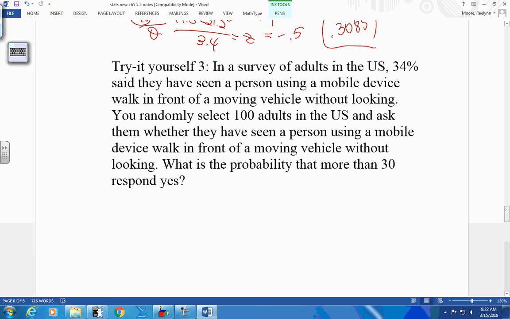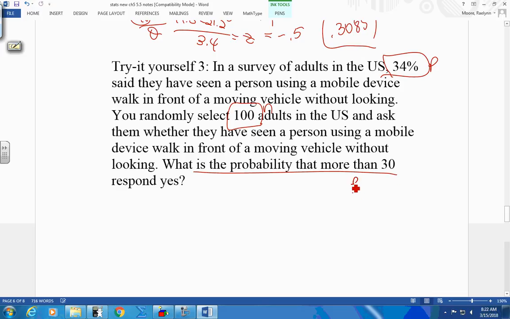So let's try this one. In a survey of adults in the United States, 34%, there's my p, said they have seen a person using a mobile device walk in front of a moving vehicle without looking. You randomly select 100 adults. There's your n. In the U.S., it's coming from a population. And you ask them whether they have seen a person using a mobile device walk in front of a moving vehicle without looking. What is the probability? Here's what we're asking. That more than 30 respond yes.